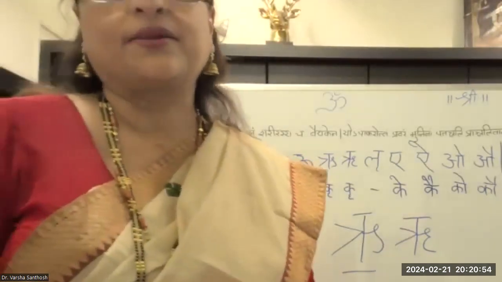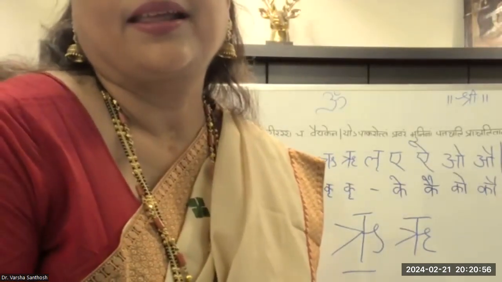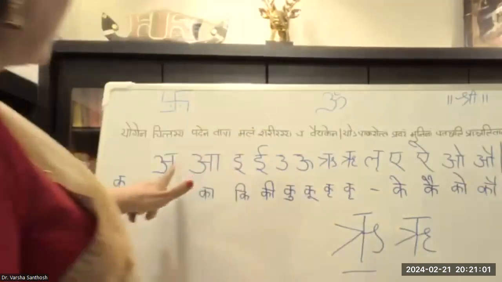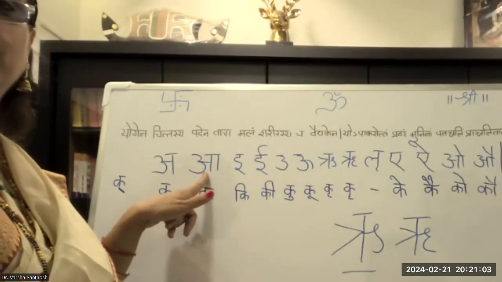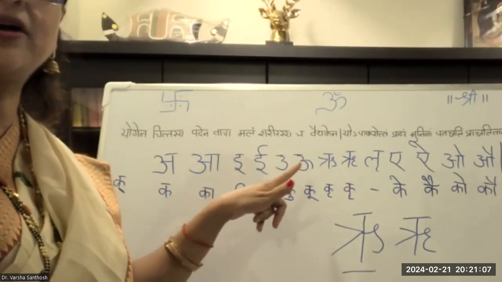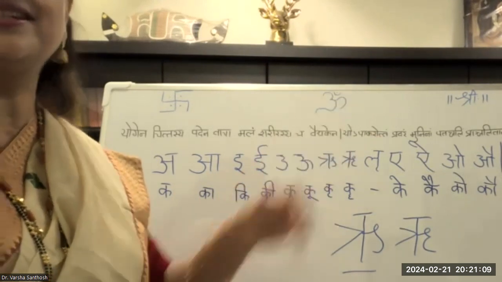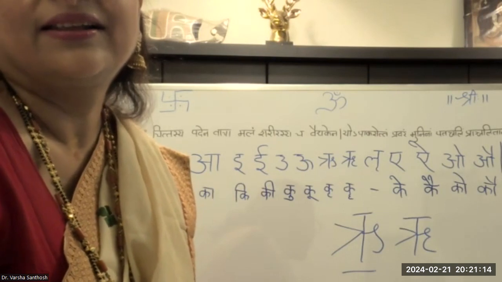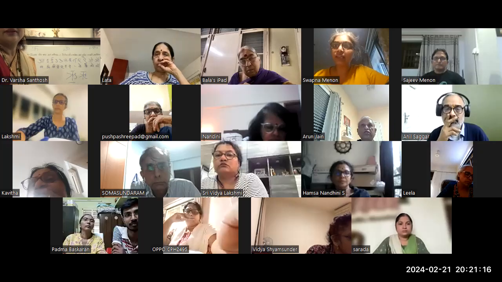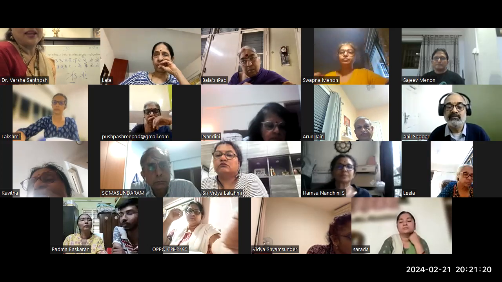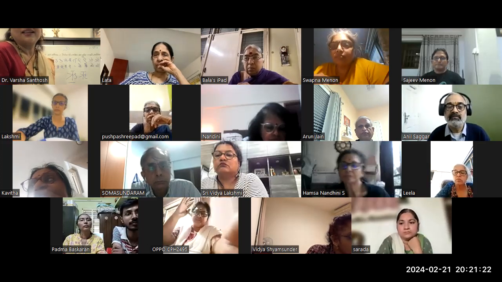Okay. Any more questions? This is short, this is dirgha. Like how A is short, A is long, E is short, E is long, U is short, U is long, like that R is short, R is long. So if I pronounce R and R, is it right? Yes, it is. Okay. Thank you. Any more questions?